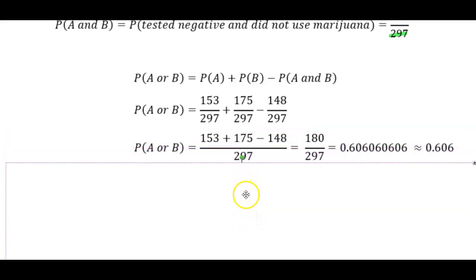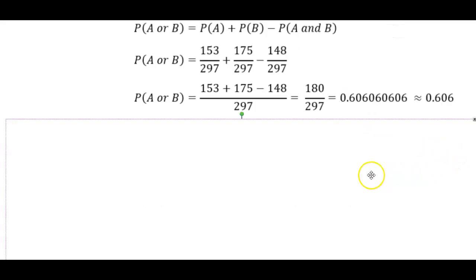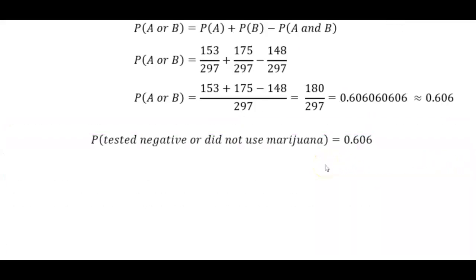So now if we go ahead and combine those terms, 153 plus 175 minus 148 gives us 180, and divided by 297 gives us the following decimal. We round that to 3 decimal places, we get 0.606. Therefore, we would say the probability that it tested negative or did not use marijuana is 0.606.